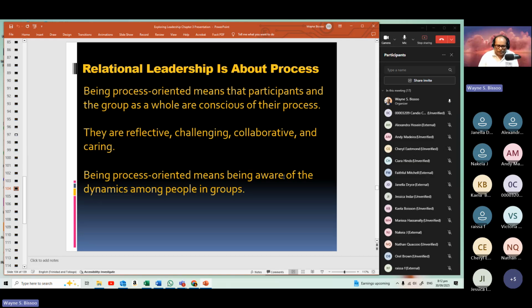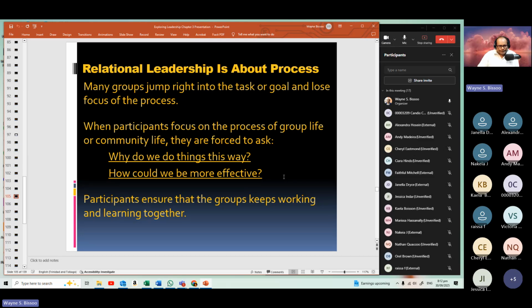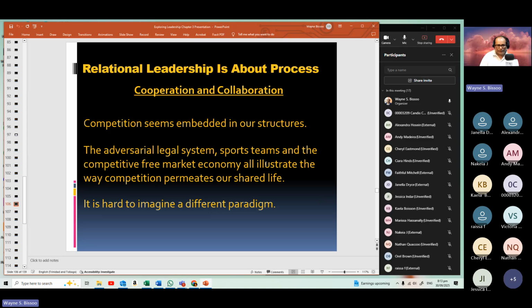Some of the questions you might ask during the process: why do we do the things this way? Can we do it better? That's in terms of some of the activities I could get up to in terms of driving towards that.